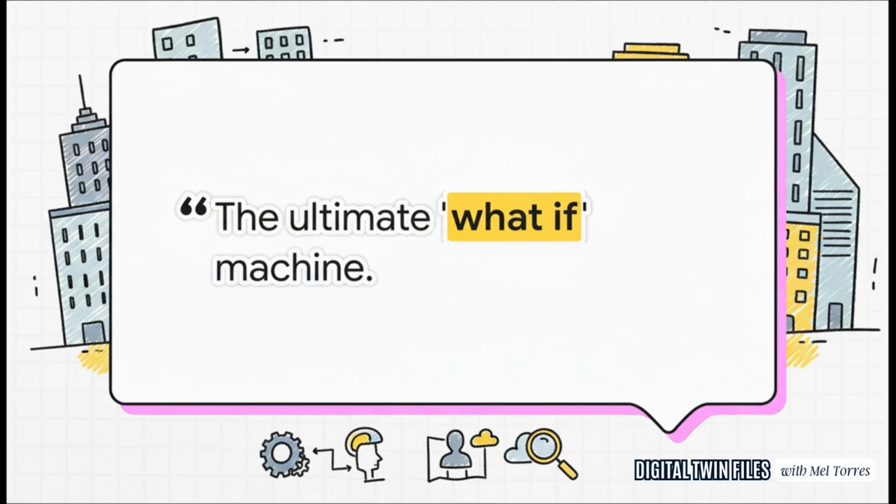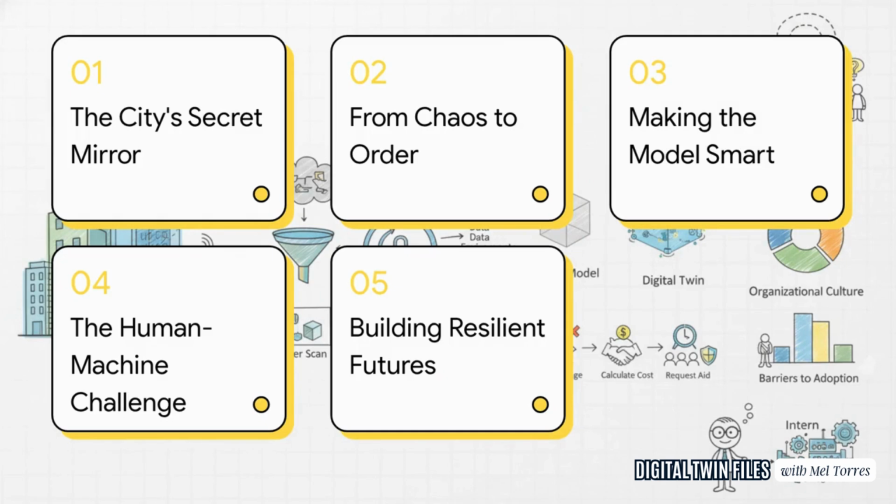Here's our game plan. We're going to follow a logical path, starting with the big picture, the city's secret mirror. Then we'll dive into the nitty-gritty of data, going from chaos to order. After that, we'll talk about making the model intelligent, tackle the all-important human-machine challenge, and finally, wrap up with how this all leads to building more resilient futures.